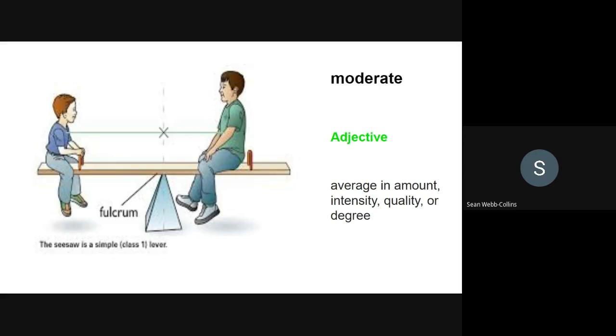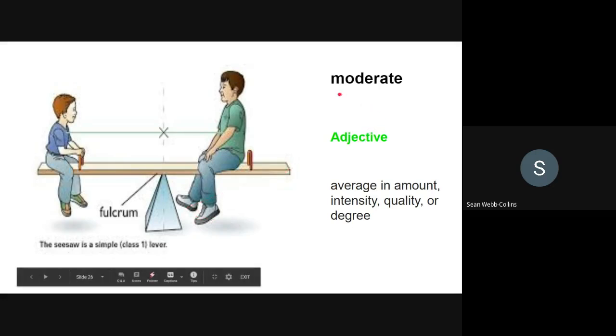And the adverb, what's the adverb? Moderately. And the noun, the concept itself, moderation. And so what are the word forms once more? The noun moderation, the adverb moderately, the verb moderate, and the adjective moderate.